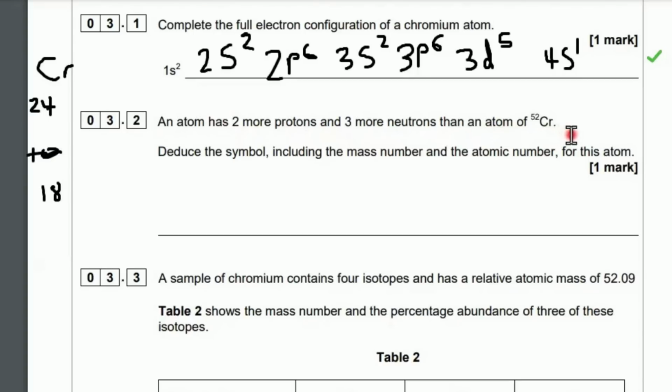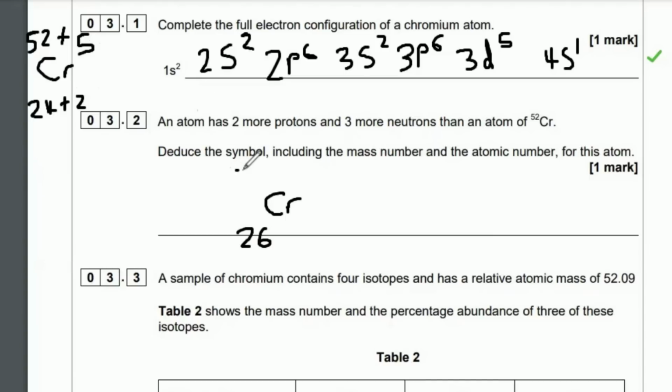3.2. An atom has 2 more protons and 3 more neutrons than a chromium atom, 52. Deduce the symbol, including the mass number and the atomic number for this atom. So chromium has a mass number of 52 and atomic number of 24. We're going to add 2 protons. That means our atomic number, instead of just being 24, is 24 plus 2, so it now has an atomic number of 26. Then we look at the mass number. Well, protons and neutrons have mass, and we've added 3 neutrons and 2 protons. So that's gone up to 57.